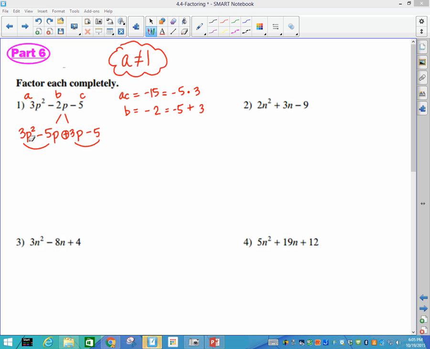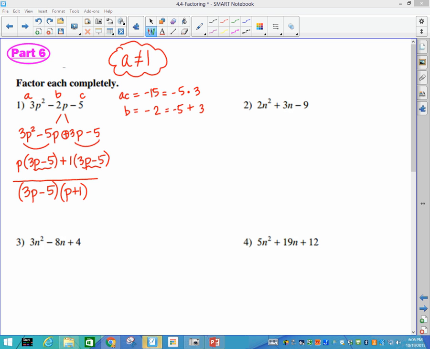3p squared minus 5p. The common factor is p, leaving me with 3p minus 5. Always carry down that sign. And these don't have anything in common. So what am I going to write? Hopefully you said 1. So that leaves me with 3p minus 5, which again we said had to be that first one. So my common factor is what's in my parentheses. So I'm going to write 3p minus 5 times p plus 1.